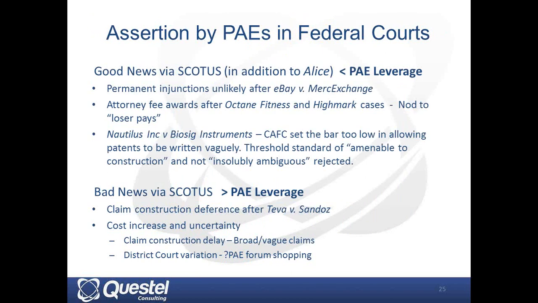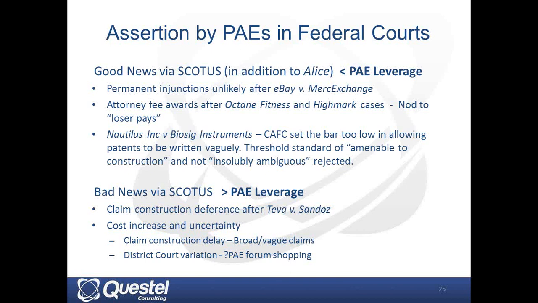So patent assertion in the federal courts, there's been some good news by the Supreme Court in addition to Alice, which I think means lower leverage for patent assertion entities. A number of years ago, 2005, the eBay decision came out, which made permanent injunctions less likely than before. The Octane Fitness and Highmark cases you're probably familiar with, which I refer to as a nod to loser pays. So it's somewhat easy now to be awarded attorney fees if you win a case.